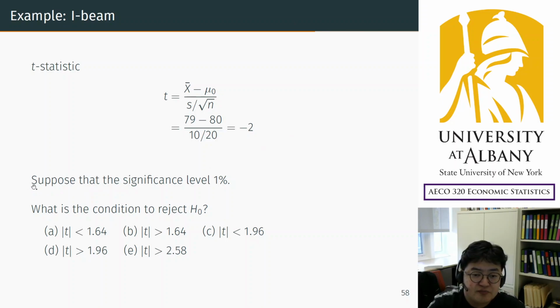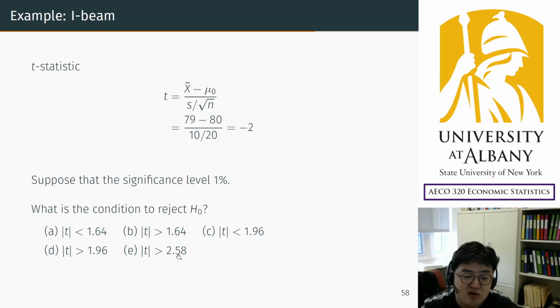And now, suppose that the significance level is 1%. Then, when can you reject the null hypothesis based on the t-statistic? So, you choose the decision rule. Okay, you are going to reject only when the difference is large. So the inequality must be in this direction. So A and C are crossed out. A and C are conditions to accept the null hypothesis.